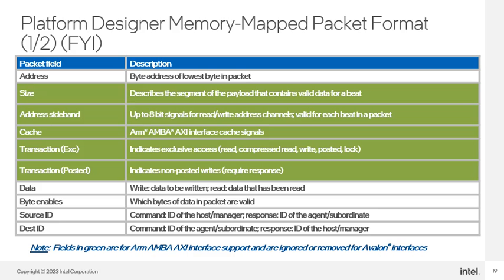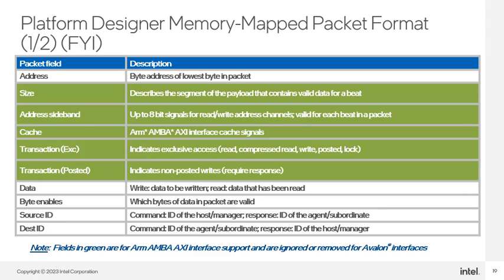This table shows an example of a Platform Designer packet. Packetization allows for future changes to the fields while maintaining backwards compatibility, so the table may not exactly reflect the format in a particular version of Platform Designer. The fields in white are used by all packet types. The fields in green are used when ARM AMBA AXI interface requests or responses are moved through the interconnect. They are ignored or removed when converting to Avalon interfaces.